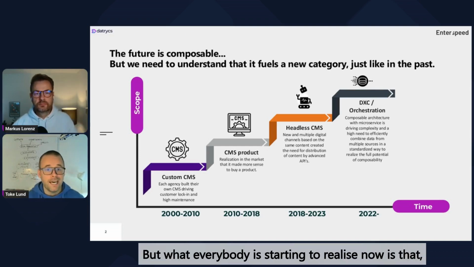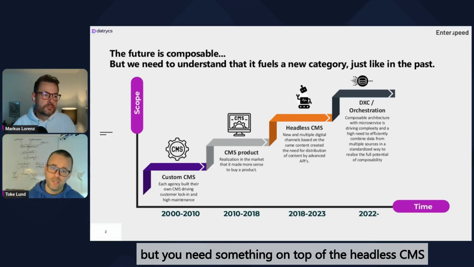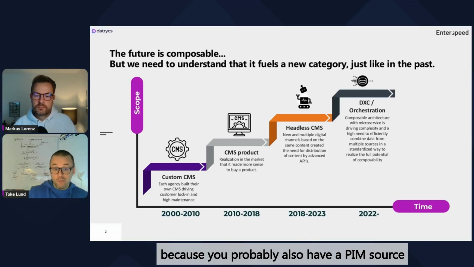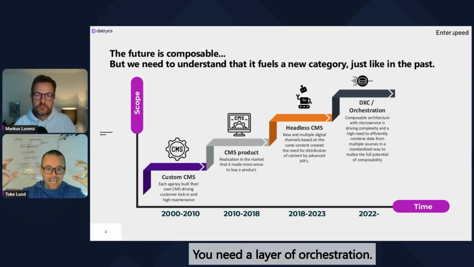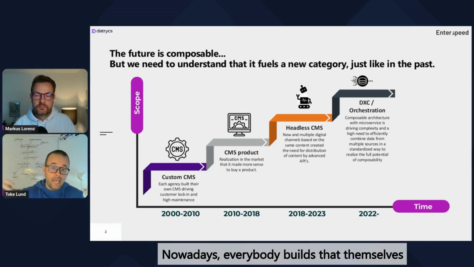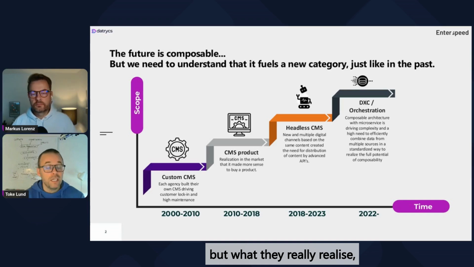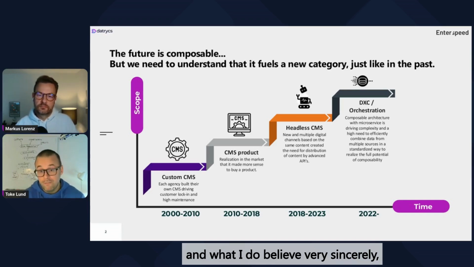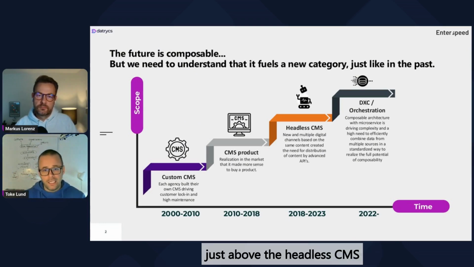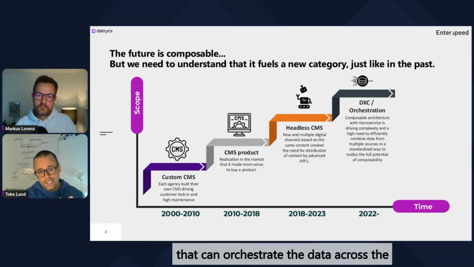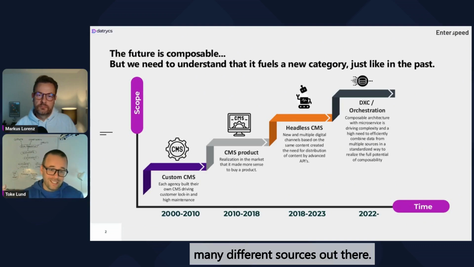But where everybody is starting to realize now is that you need something on top of the headless CMS, because you probably also have a PIM source and a commerce source. So you need a way to orchestrate that data. You need a layer of orchestration. Nowadays, everybody is building that themselves. But what they realize, and what I believe very sincerely, is that there is a need for a new category just above the headless CMS that can orchestrate the data across the many different sources out there.